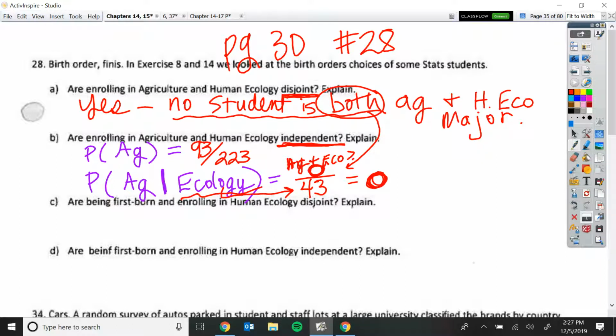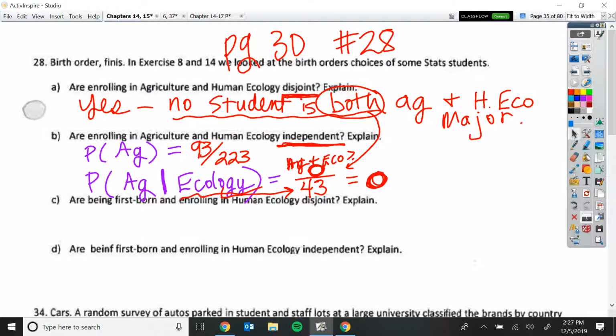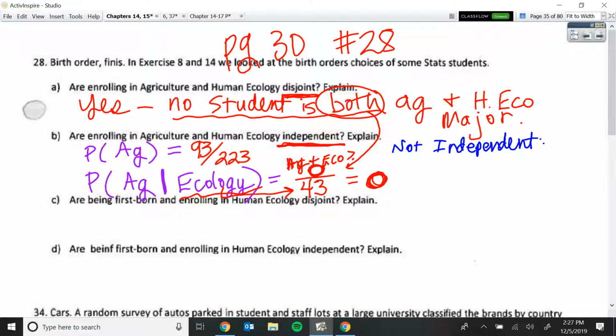It changed it. So the answer is actually, are they independent? And that is no, they are not. So they are not independent. Not independent. And it does say explain. And so we have our statistical evidence over here.